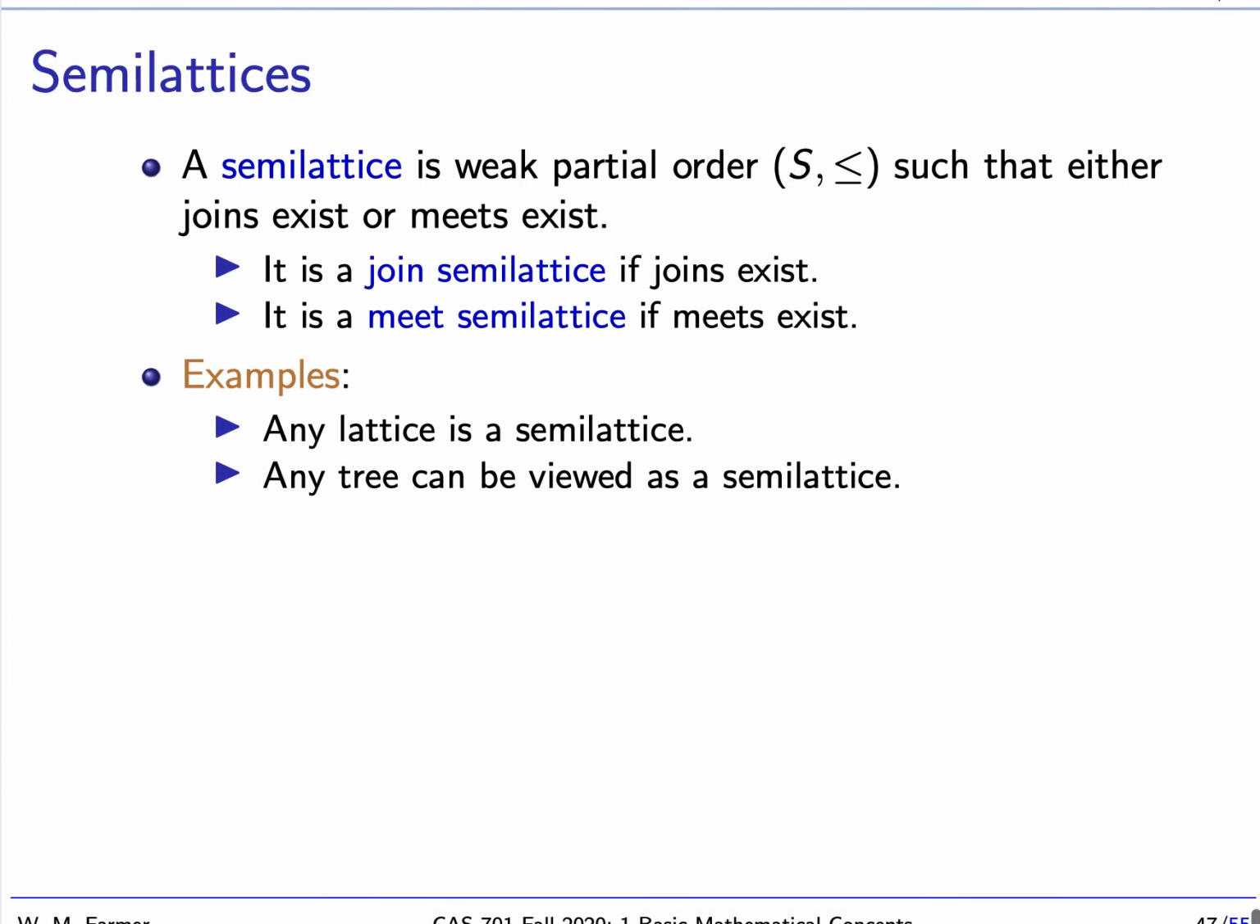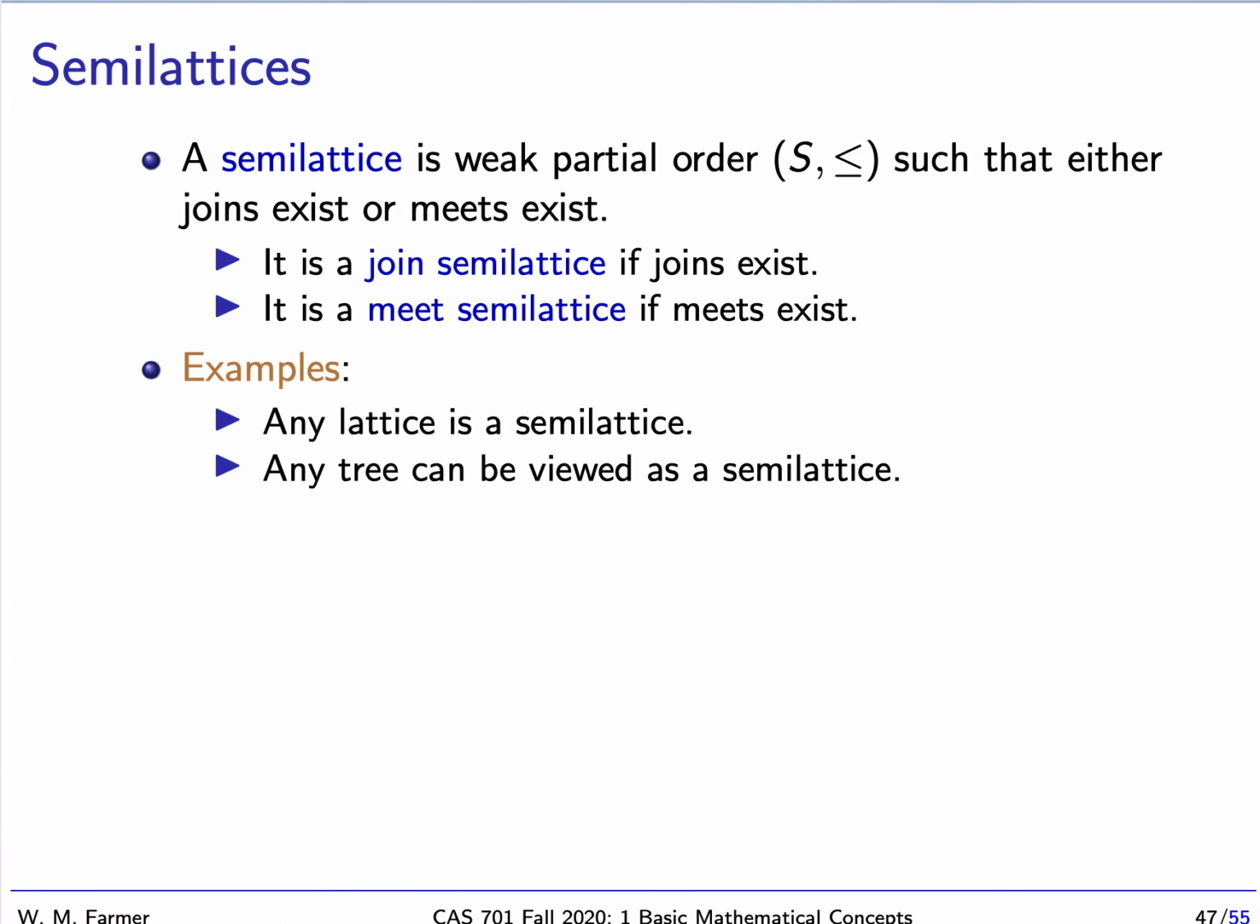Okay, then there's a notion of a semi-lattice. Basically, a semi-lattice is a partial order where we have joins or we have meets. So either all the joins exist or all the meets exist. If the joins exist, we call it a join semi-lattice. If the meets exist, we call it a meet semi-lattice. Of course, any lattice is a semi-lattice. And we haven't talked about trees yet, but we can think of trees also as a semi-lattice.